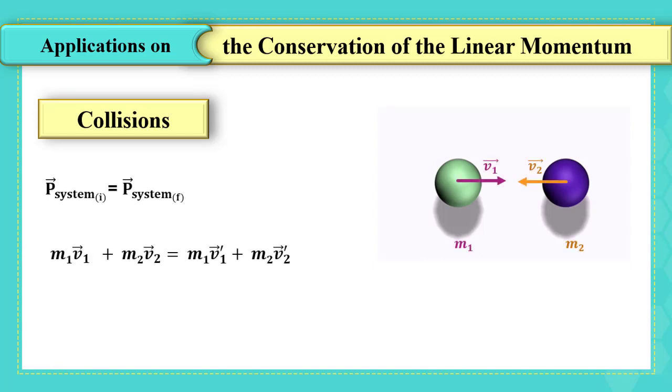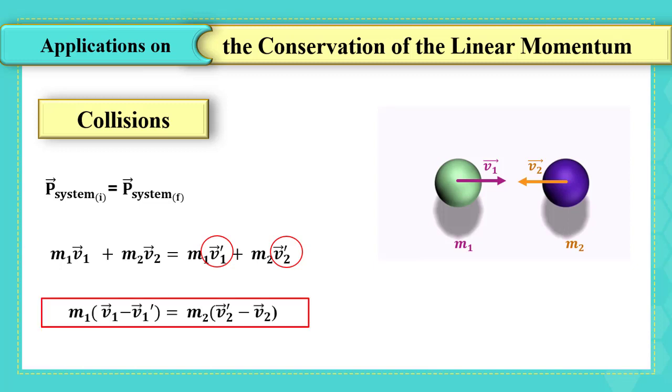Thus, we say m1 v1 vector plus m2 v2 vector equals m1 v1 prime vector plus m2 v2 prime vector, where v1 prime vector and v2 prime vector are the velocities of m1 and m2 after collision, but we don't know them, so we aim to find them. To make this study easier, we're going to factorize it and write it in this form, while we still have two unknowns and we need another equation to solve it.